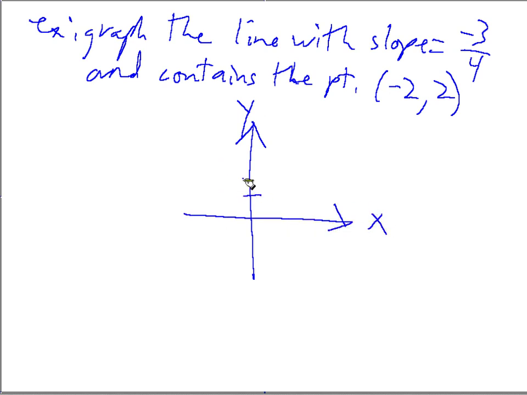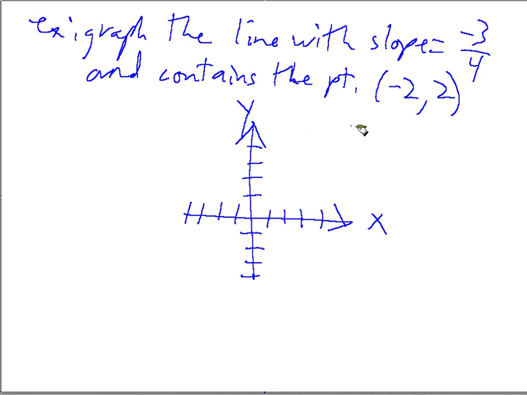So let's look at that. Well, if you remember, if I use the slope-intercept idea, I start at the y-intercept. But in this case, I don't know what the y-intercept is. Negative 2, 2 is not the y-intercept. Why not? Because negative 2, 2 is up right here. This point is not on the y-axis, so it cannot be the y-intercept.